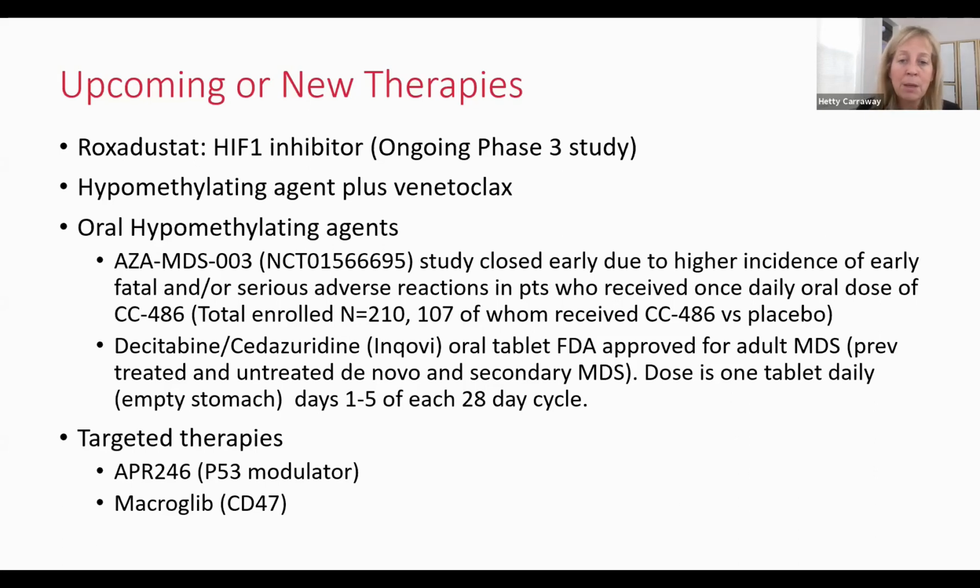tablet of decitabine that was FDA approved for adult patients with MDS that are previously treated and untreated de novo and secondary MDS patients. So the dose of this agent is 1 tablet daily, instructed to take on an empty stomach and given days 1 through 5 of each 28-day cycle. Other therapies that I think are on the horizon that are important to talk about is a p53 modulator called APR-246, as well as magrolimab, which is a CD47 agent that we'll talk a little bit about.